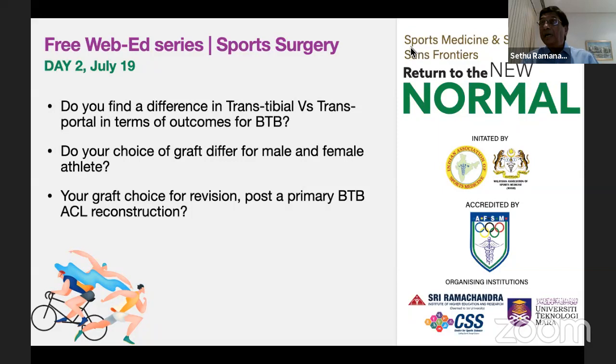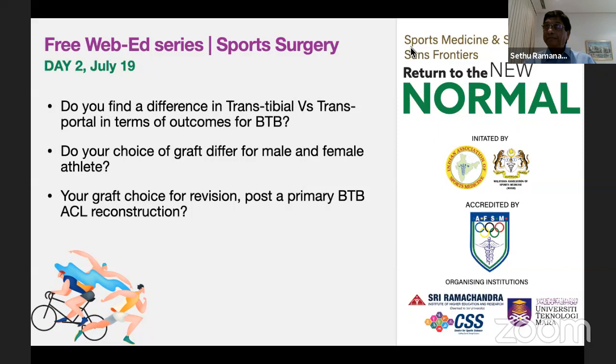So unless the patient themselves asks for hamstring, I try and sell the BTB first, even to the athlete, the females basically. Yeah. Okay, and one more question.